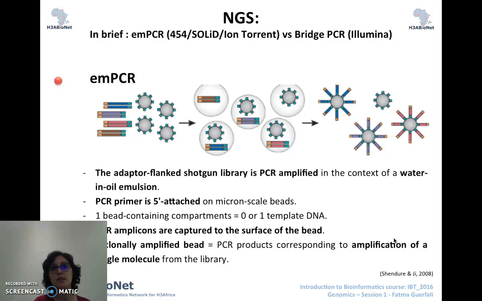After breaking the emulsion, the beads that bear amplification products are selectively enriched. Each clonally amplified bead will bear on its surface PCR products corresponding to the amplification of a single molecule from the library. So basically, one clonally amplified bead bears the PCR products of a single molecule.